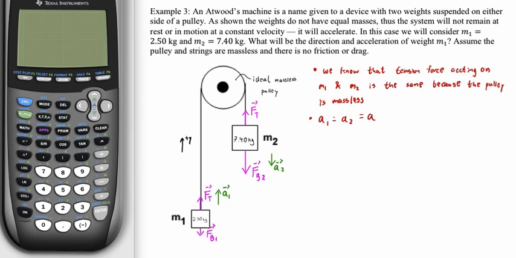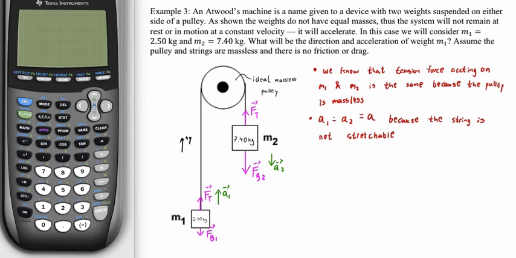And why? Because the string is not stretchable. Any rigid, non-stretchable string, or one with negligible elasticity, is going to give the same acceleration to both masses. Okay, because they have to move together. M2 can't move faster than M1 because that would require the string elongating.